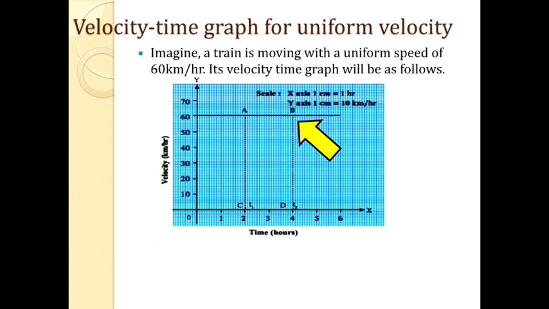Let's move to the velocity time graph for uniform velocity. Consider a train moving with a uniform velocity or speed of 60 kilometers per hour. If its velocity time graph is plotted, it will also be a straight line. If you observe, the straight line intersects the y-axis at 60 and this straight line is parallel to the x-axis.